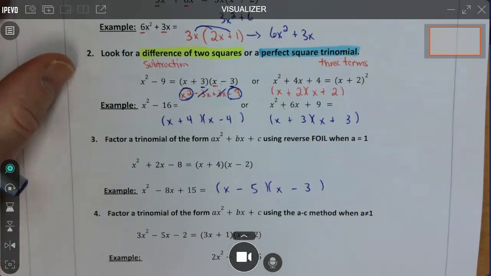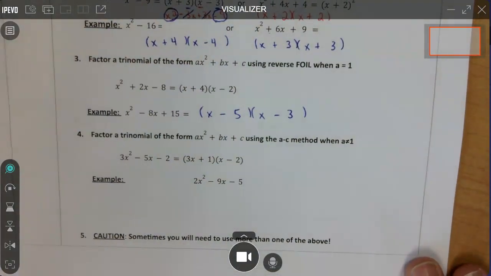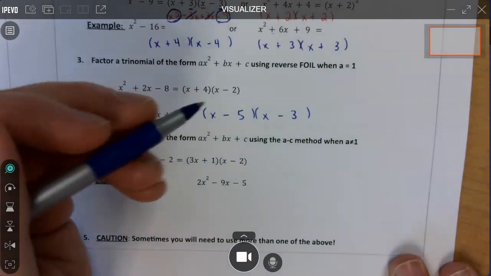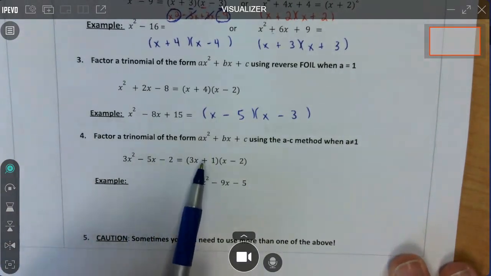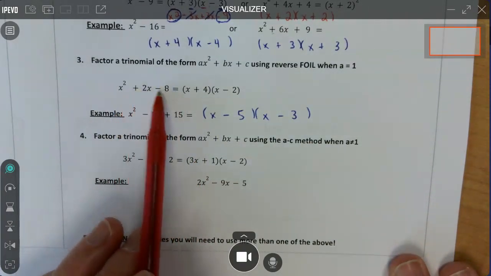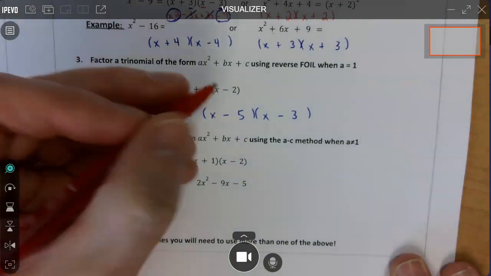And the last version that we did was, well, what if the a value is greater than 1? And this is the AC method. This is the more complicated method that we do. And so what we have to do here, you see the final answer of these is still a binomial times a binomial. But let's walk through the steps of how to do this. So the first thing you're going to do, because this number is greater than 1, you can't do this method right here. You have to do a different method, and that's called the AC method.